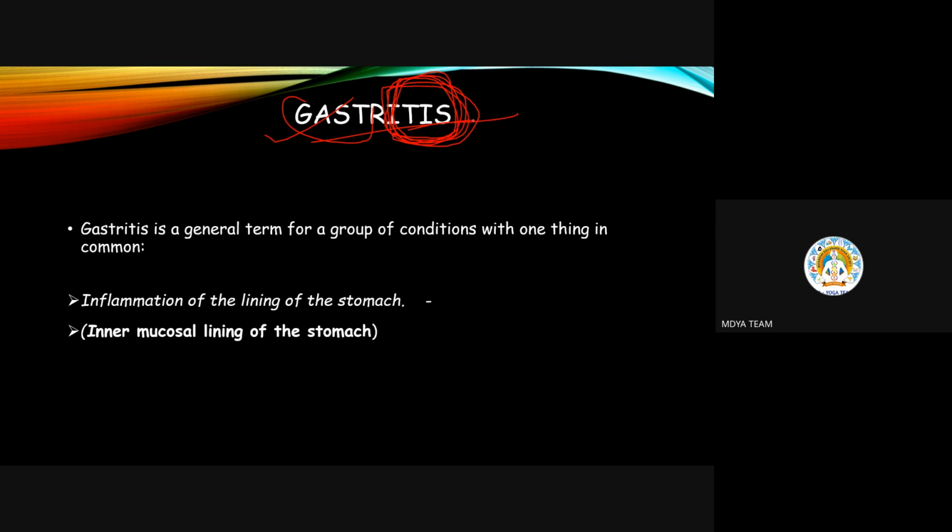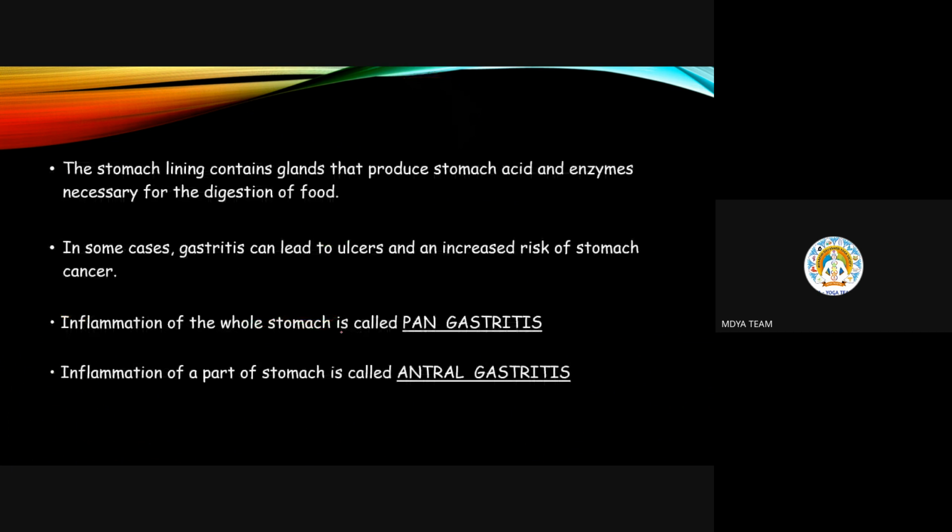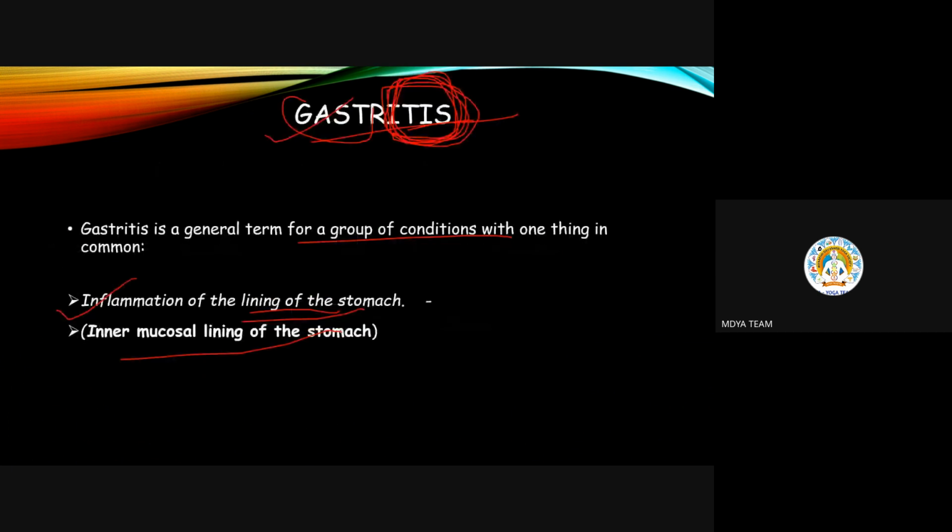Okay, so now very easy. Gastritis is a general term we use for a group of conditions with one thing in common. I've told you that itis is happening, so it means inflammation of the lining of the stomach. Why stomach? Because the word gastro is there. And this inner lining is called the inner mucosal lining of the stomach. All the inner linings of all the parts of the body are called mucosal layers. So when it is of the stomach, it is written as the inner mucosal lining of the stomach.